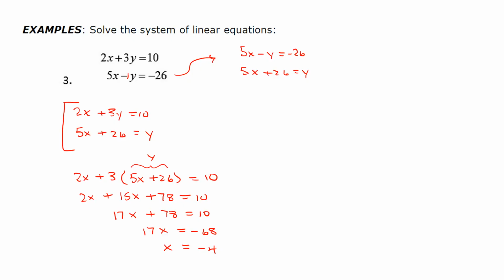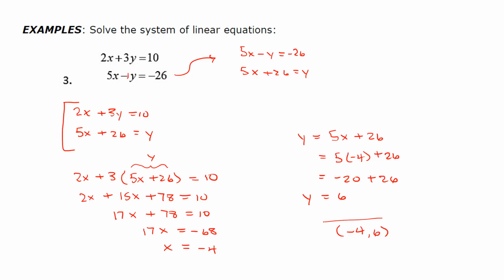Okay. So now that I have x, I need to find y. But I have an equation for y. y = 5x + 26. So if I substitute in x, which is -4, I'll get -20 + 26. So then y = 6. So my solution will be the ordered pair (-4, 6).